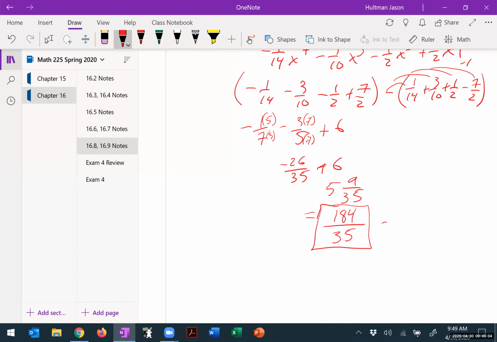Okay, so that's the flux over that surface, which is the same as the triple integral over the solid of the divergence. Okay, and that's it. We've covered all of the material in Calc 3. So now it's just review for the exam and review for the final.